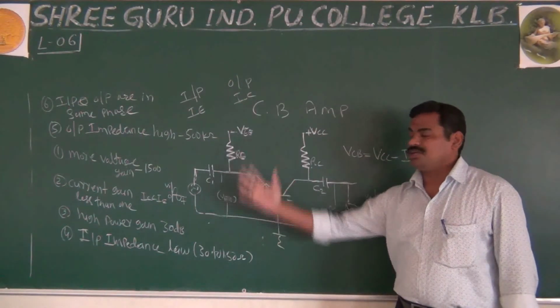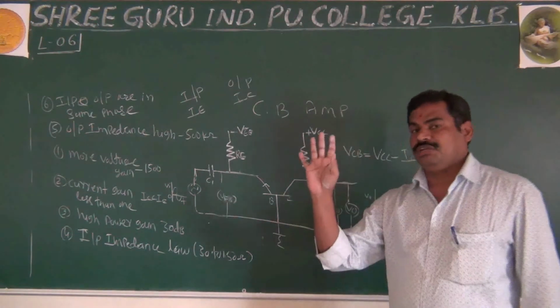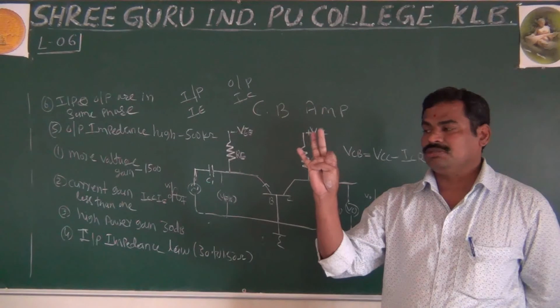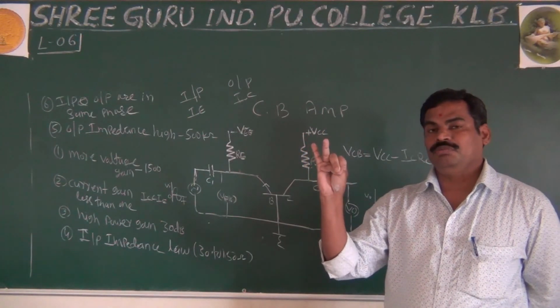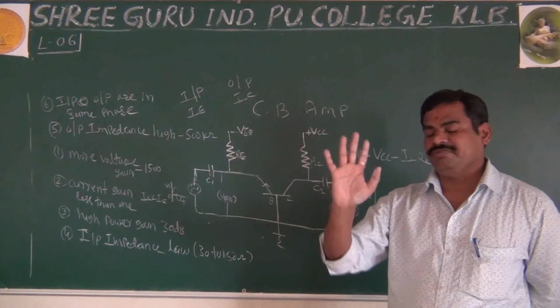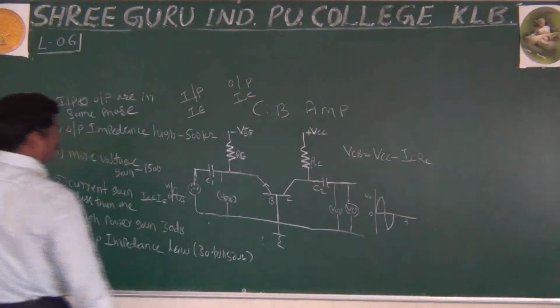These are the important characteristics of your common base amplifier. Once again, repeat: voltage gain is very high, current gain less than 1, power gain is moderate, you are having very low input impedance, high output impedance, and input and output in the same phase. These are the important characteristics of your common base amplifier.